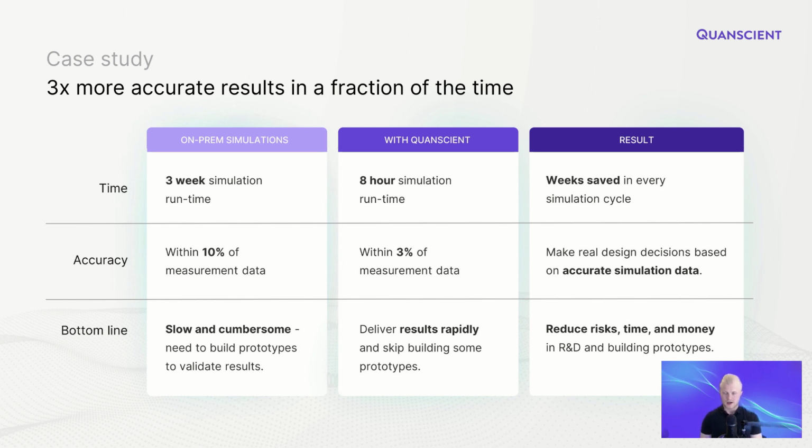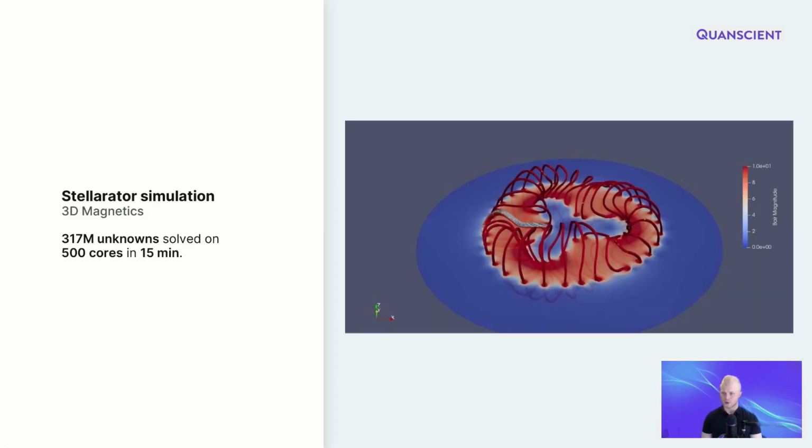Now with Quanscient and the aforementioned domain decomposition method, they were able to reduce their runtime to 8 hours. So from 3 weeks to 8 hours, and the accuracy was improved from 10% to 3%. And what this again allows is to iterate more rapidly. So instead of waiting for weeks, the simulation basically runs overnight. So yeah, weeks saved in every simulation cycle, more trustworthy design decisions based on more accurate simulation data, and essentially reduced risk, time, and money in R&D and building prototypes.